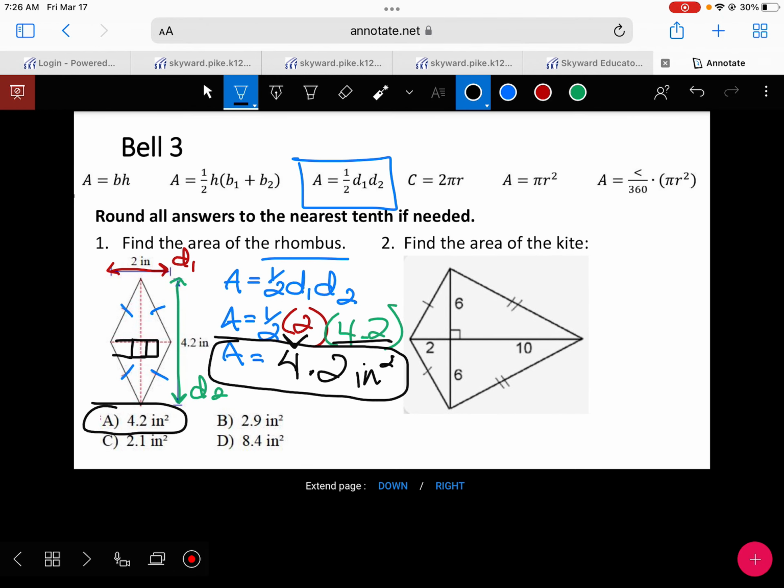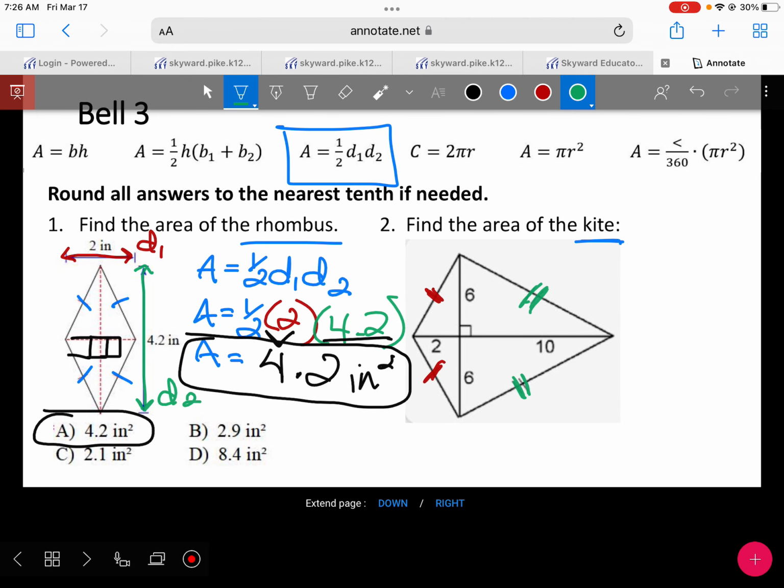Okay, number 2, a kite. A kite also looks like a diamond. Now, this diamond, everybody pay attention up here. This diamond does not have all sides the same like a rhombus does, but it has 2 sides that are the same and the other 2 sides that are the same length. Okay? Kites and rhombuses. We are still going to use this same formula though.